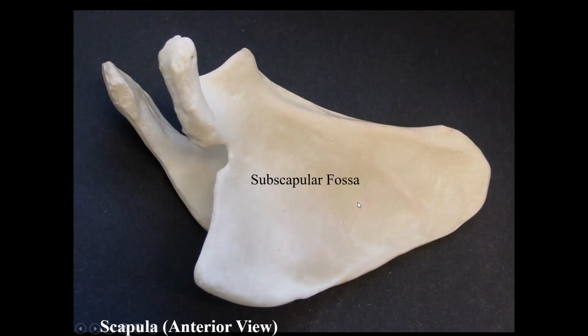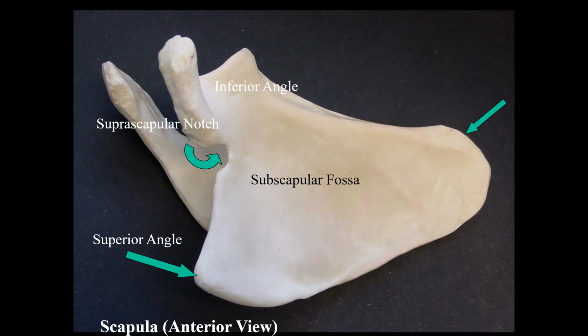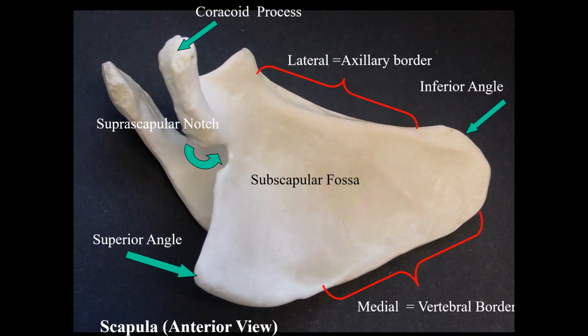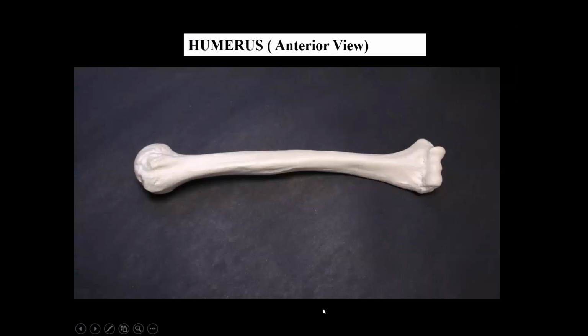So this is the subscapular fossa. Don't worry about that notch. It changes names every time we flip it over. So, superior angle, inferior angle, axillary border, vertebral border. Vertebral border is curved. The axillary border runs straight. Coracoid process, acromion process there, and the glenoid cavity right there. No more. Okay.